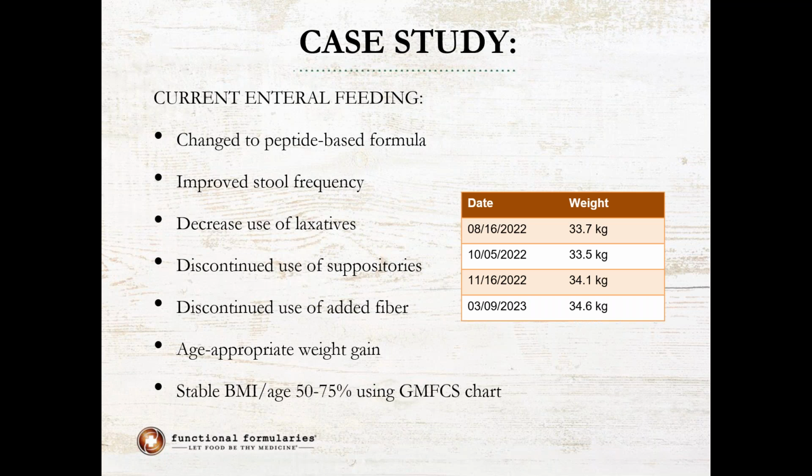So we saw in this chart here, he started his peptide-based formula October 5th, 2022. So as you can see, there was some weight loss 2 months prior. And after starting this formula, we start to see pretty good weight gain. So overall, we had age-appropriate weight gain, 7.1 grams a day since the formula change. And we also saw that his BMI for age remained stable between 50 to 75% using the CP chart.